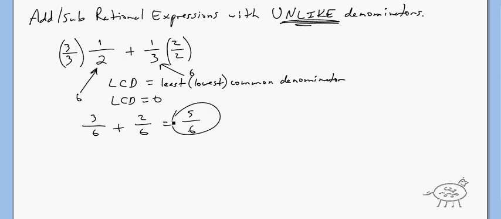That's the key, but I want you to do it this way, where you multiply by the number over itself to get your LCD, your common denominator. It's very important. I have a bunch more examples to do with you.